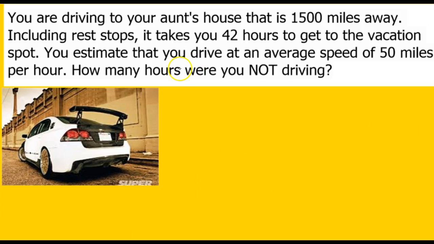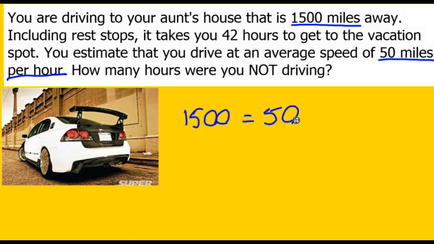Well, we know that your aunt's house is 1,500 miles away. So, what we're going to do then is we'll put that equal to, we're trying to figure out how long we're actually driving first. So it says we're driving at an average speed of 50 miles per hour. We don't know how many hours we're driving, but we do know that we're going 50 miles per hour. So I'm going to say 50x.